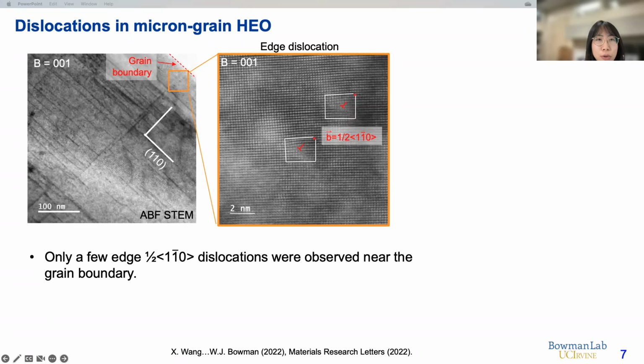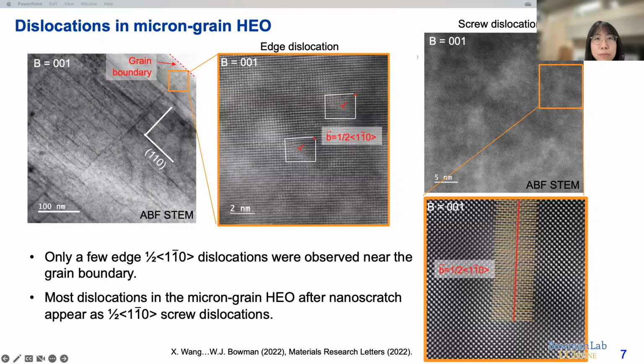Those edge dislocations were usually observed very close to the grain boundaries, as is shown here in this region next to a grain boundary. There are 2 edge dislocations observed, and their Burgers vectors were marked by this Burgers loop. Most dislocations were screw type dislocations, with their Burgers vector a little bit hard to tell from high resolution images.